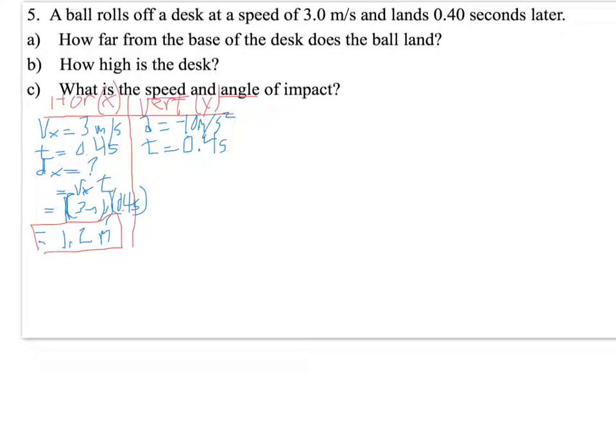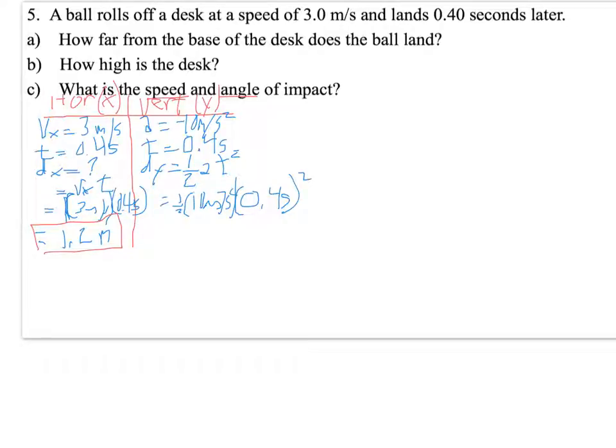Going back to the other side, it says how high is the desk, so we need to know dy. We don't know dy, that's an unknown, but we know that dy for a falling object is 1/2 a times t squared. We can substitute in, and for 1/2, we'll substitute a 1/2. For a, we'll substitute in 10 meters per second squared. And for t, we'll substitute our 0.4 seconds squared.